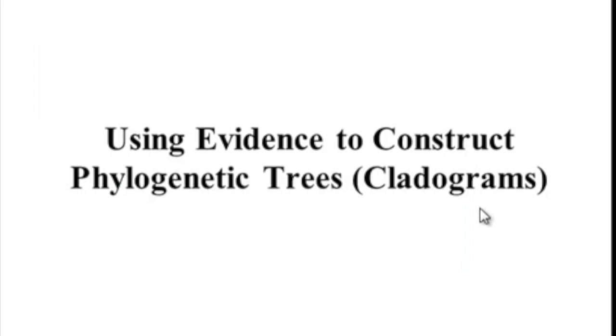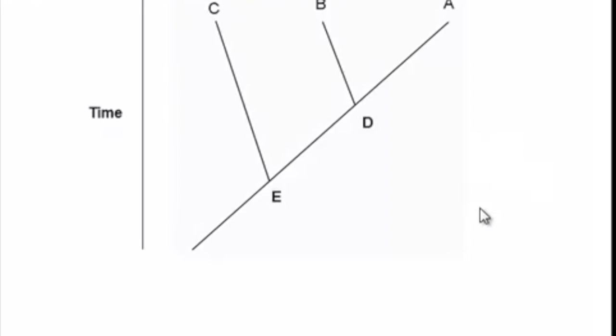So now that we know the evidence that shows relationships among organisms, how do we use that evidence to construct phylogenetic trees or cladograms? So here's a phylogenetic tree, and all this does is it shows the evolutionary history of different groups of organisms. Here we've got group A, B, C, D, and E.